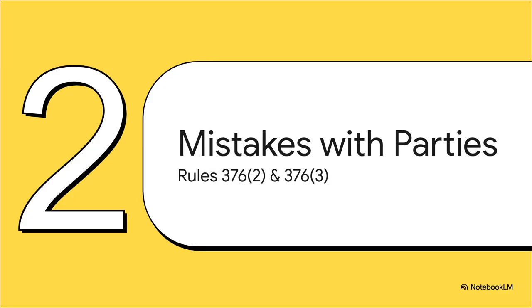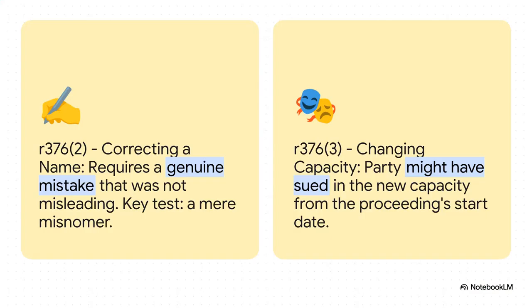Okay, so let's assume you've made it through the gateway of Rule 376-1. Awesome. Now let's look at the first couple of things you can do, fixing up simple mistakes about who the parties are. And for that, we're looking at Rule 376, Sub-Rules 2 and 3. Now, let's put these two side by side, because it's crucial you don't mix them up. For correcting a name, that's Rule 376, Sub-Rule 2, the court is looking for a genuine mistake. Think of it like fixing a typo, what we call a mere misnomer. It can't have been misleading.